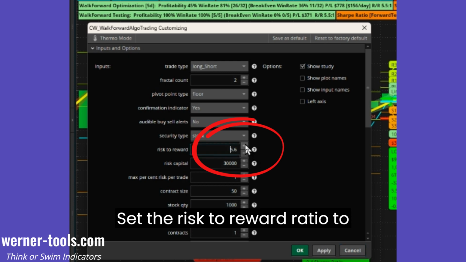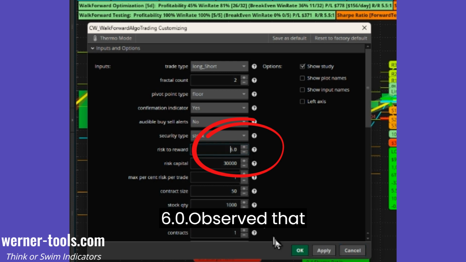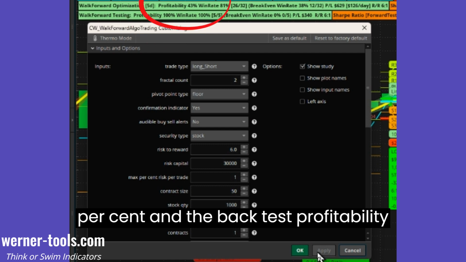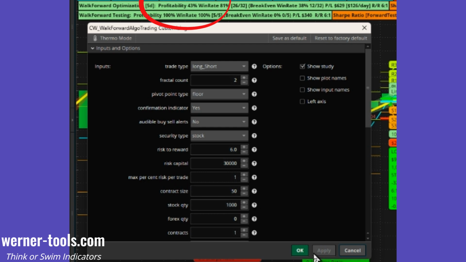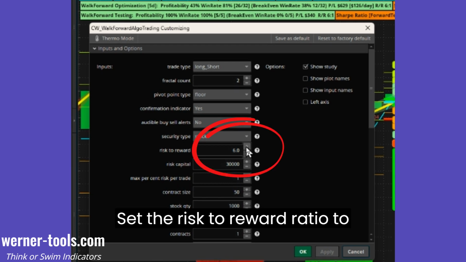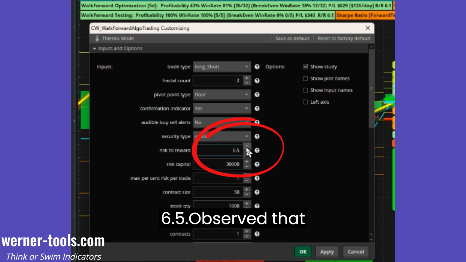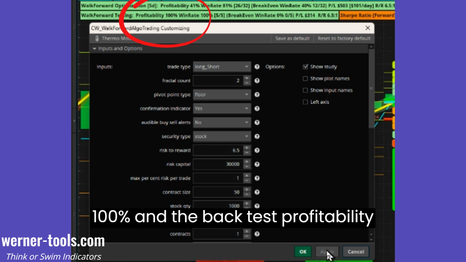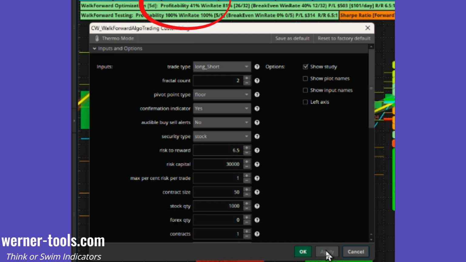Set the risk-to-reward ratio to 6.0. Observe that the forward test profitability is 100% and the back test profitability is 43%. Set the risk-to-reward ratio to 6.5. Observe that the forward test profitability is 100% and the back test profitability is 41%.